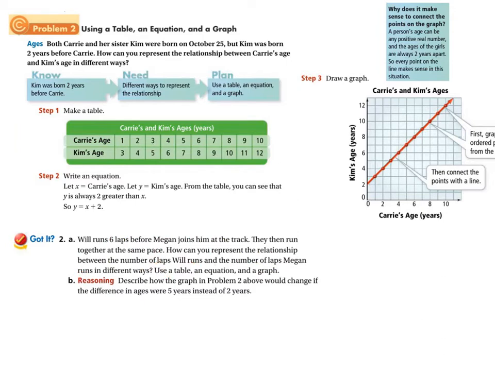Table, equation, and graph. That's one thing that you're going to do. Also, you're going to describe how the graph in problem 2 above would change if the difference was 5 years between them instead of 2 years. Try it out, see how you do, look at the answer when you think you've got as much of this answered as possible. Good luck.